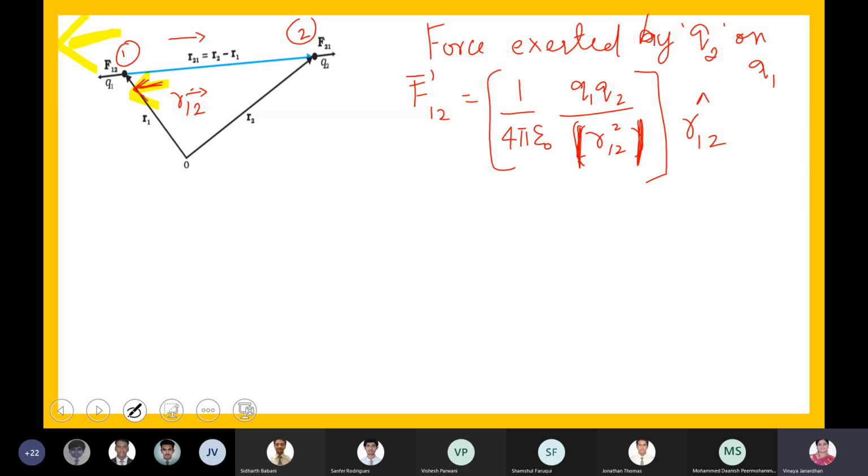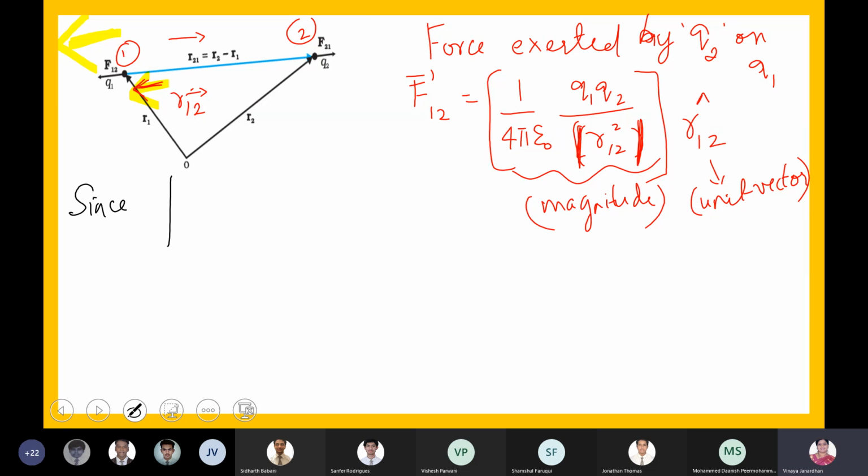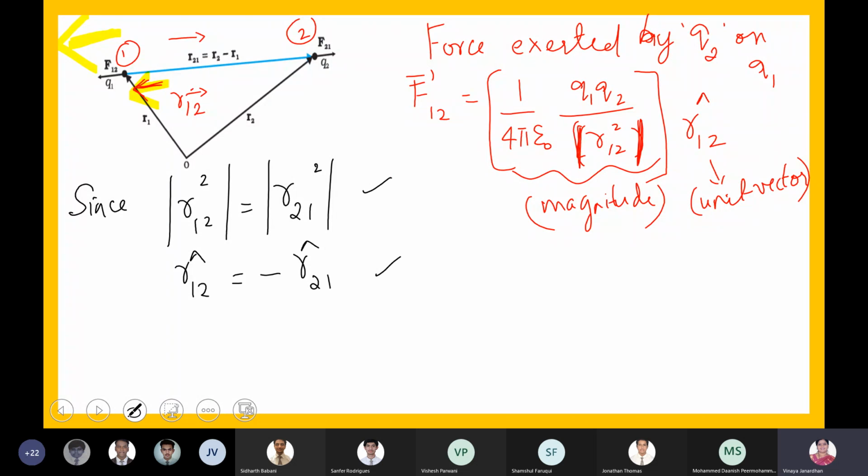So a vector generally, this is the magnitude of the vector. And what is this? This is the unit vector, the vector acting in the direction right to left. And you very well know the value of R12 squared is equal to the magnitude of R21 squared. And then you know the direction of this unit vector is negative of R21 cap. So these both you are going to substitute.